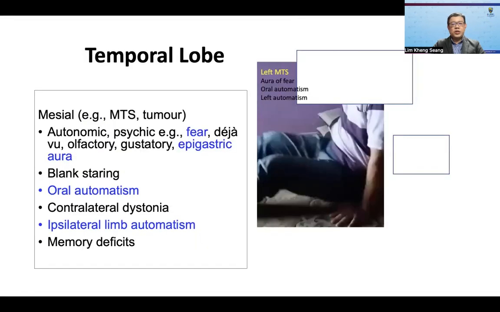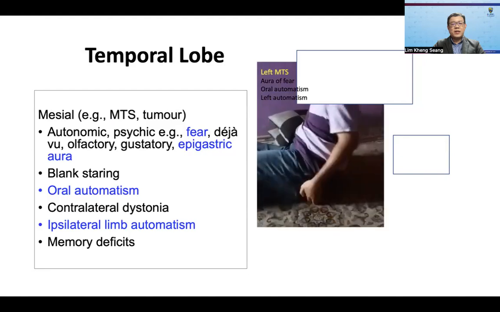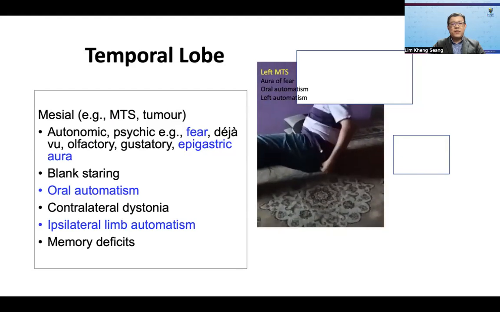This is a feature of temporal lobe seizure, whereby this patient has an aura of fear. He also has lip smacking, which is indicating oral automatism. And look at the hand and legs, which is an automatic movement, especially the left hand here. These are consistent with temporal lobe seizure or temporal lobe epilepsy, commonly seen in those with mesial temporal lesions like mesial temporal sclerosis. So, besides the aura of fear, déjà vu, olfactory, gustatory, or epigastric aura are also common auras in the temporal lobe. Sometimes they may have blank staring, oral automatism, and contralateral dystonia, ipsilateral automatisms. And most often they have a memory loss of what has happened to them.